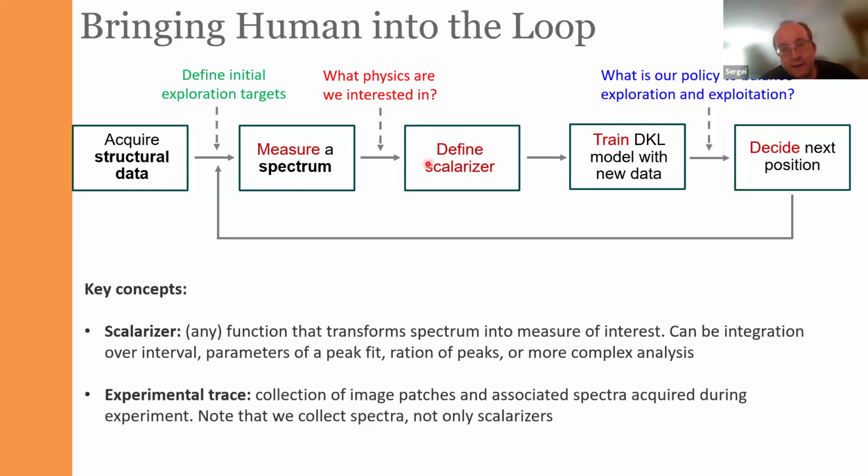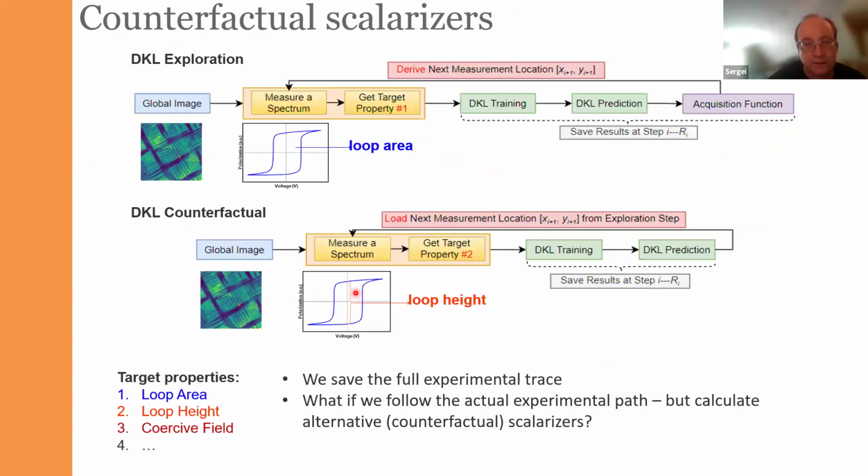And then if we look at this whole thing, where we decide the next position, well, the instrument can suggest what is the next position, but we can say that maybe there are some objects in the real space that we actually want to look at.